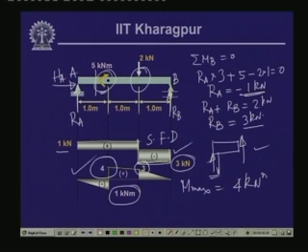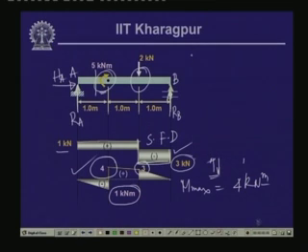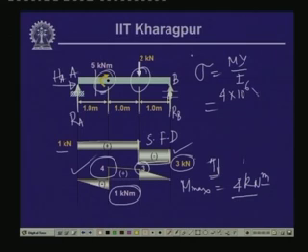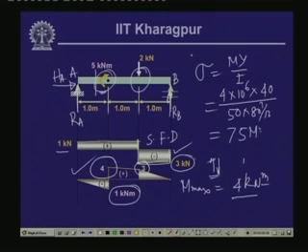kilonewton meter, and as we know, if we compute the bending stress, the stress sigma is equal to My by I. Now, here M is 4 kilonewton meter, which is 4 into 10 to the power 6, y is 80 by 2, y is 40, and I is 50 into 80 cube by 12. So, if you compute, the stress comes to 75 megapascal, and this bending stress here is a positive value.